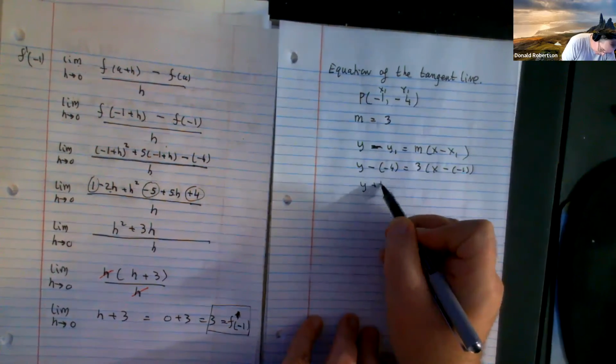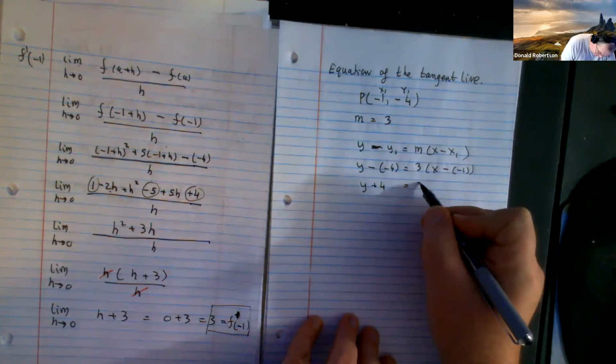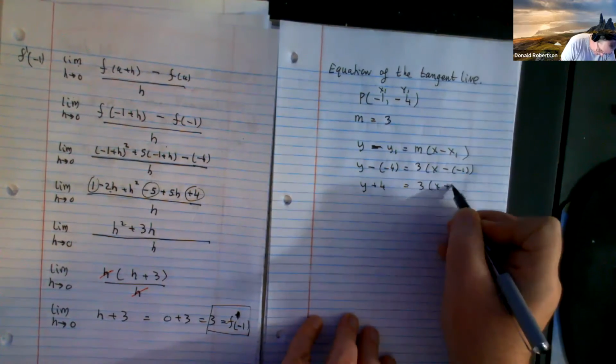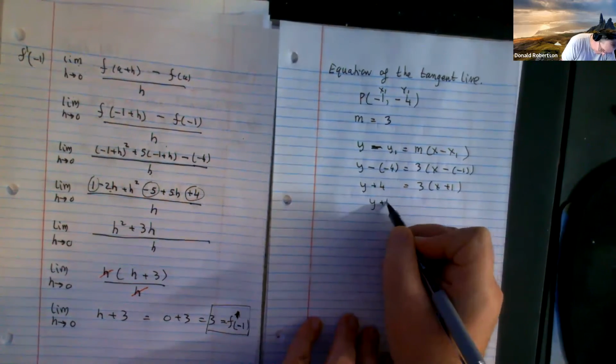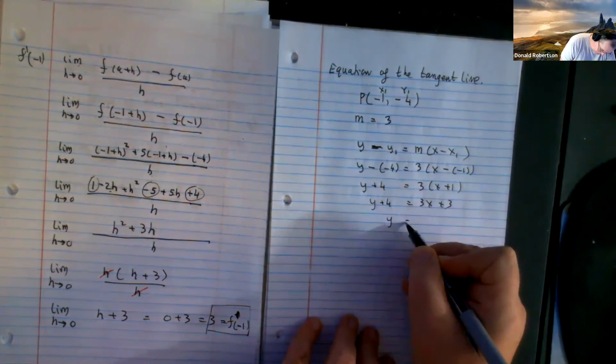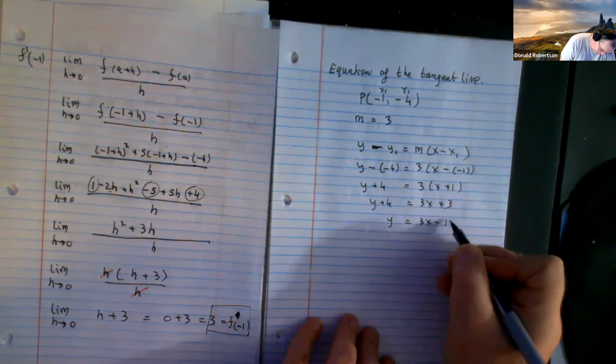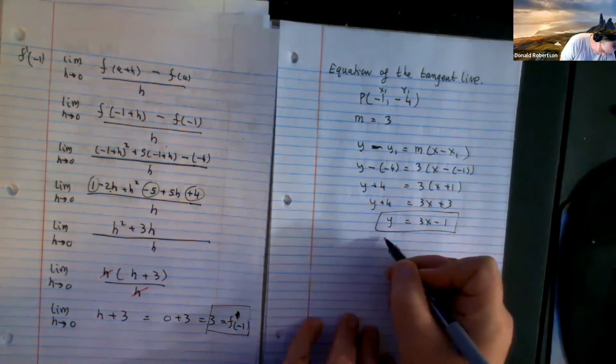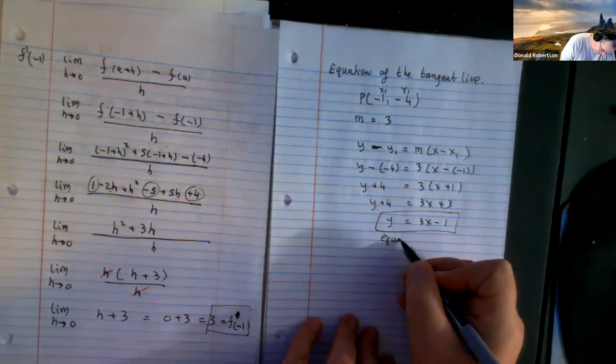So it's going to be y equals mx plus b eventually, but not yet. Distribute the 3 and then subtract 4 from both sides. And that is the equation of the tangent line.